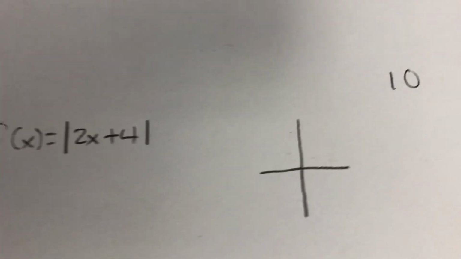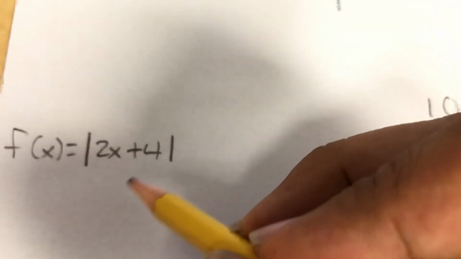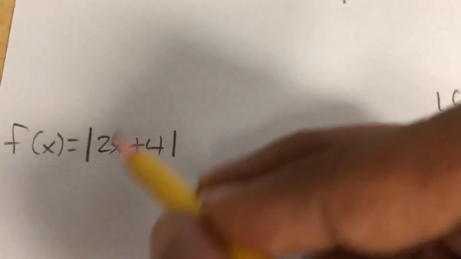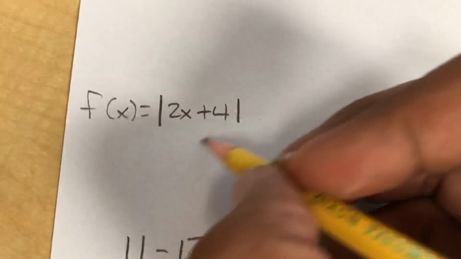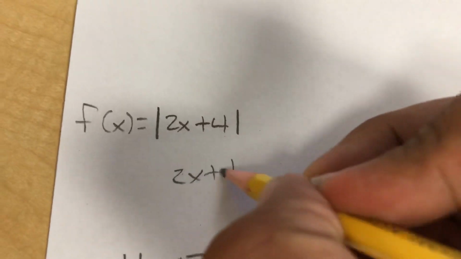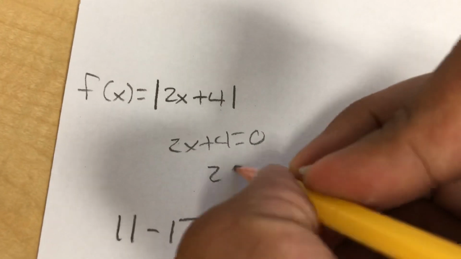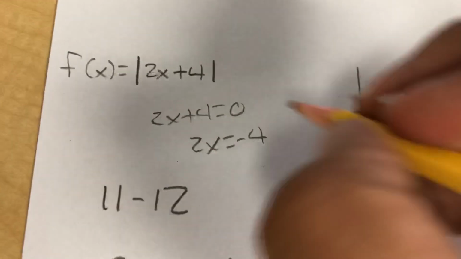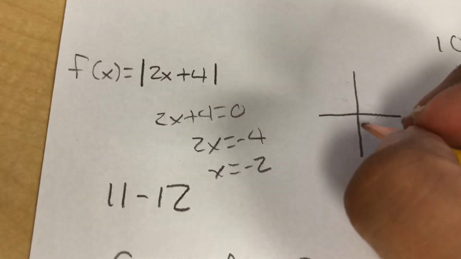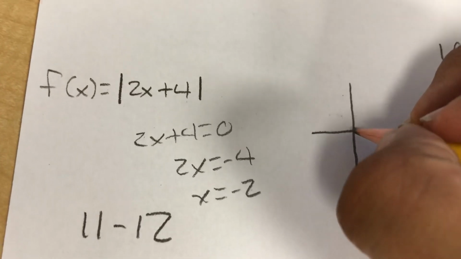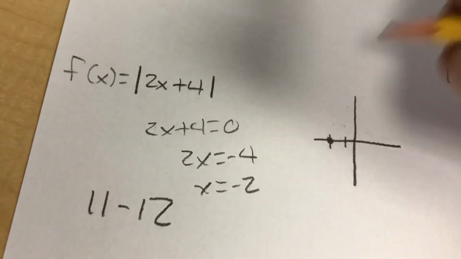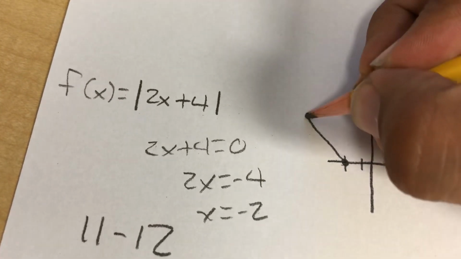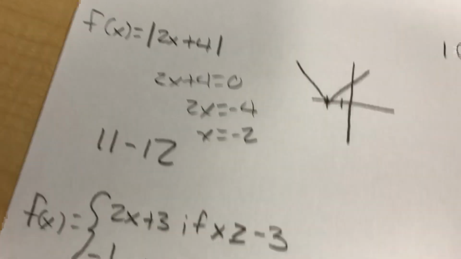Now, number 10 is going to be an absolute value. Now, the lowest this will ever be is going to be 0, because this will never end up to be a negative number out of here. So you have to figure out when this will equal 0, and that will be the vertex. So this equaling 0 is going to be 2x plus 4 equals 0. Subtract 4 on both sides. 2x equals negative 4. Divided by 2 on both sides. X equals negative 2. So when x is negative 2, that is where y equals 0, which is its lowest amount. And there we go. Makes a V shape.